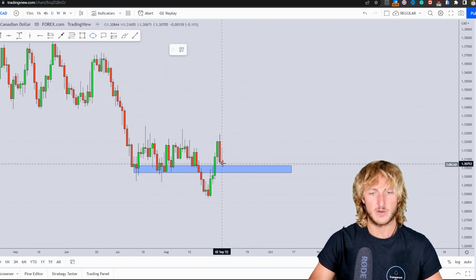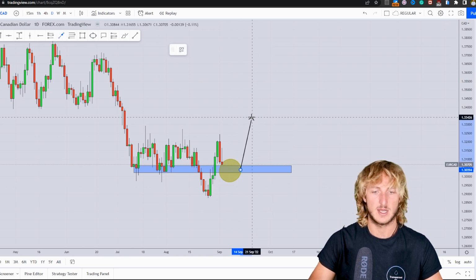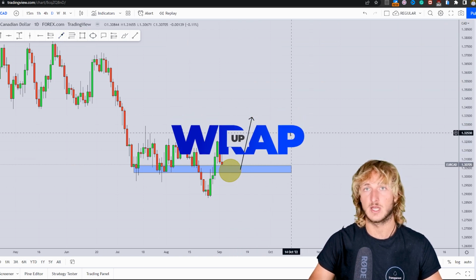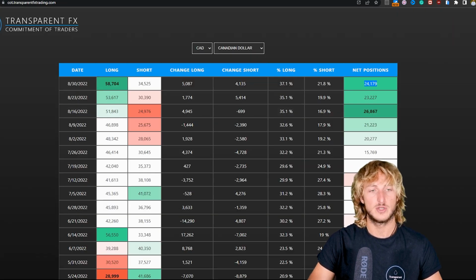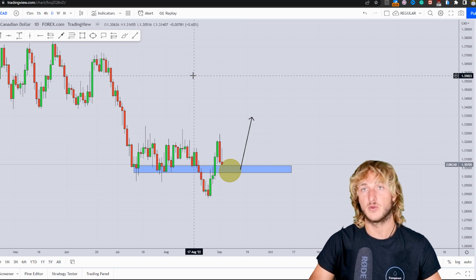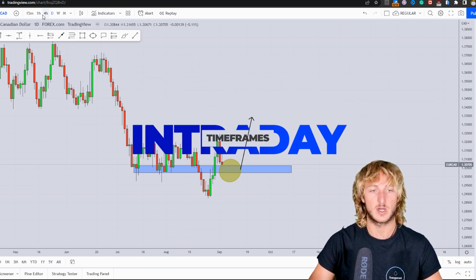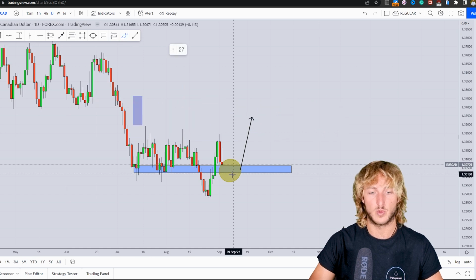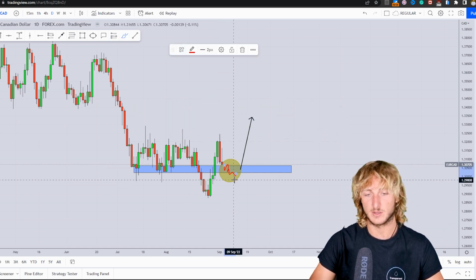So in terms of this area, how could we be approaching this potential rejection to the upside? Now, as usual, trading is reactive and not predictive. The monthly, weekly, and daily combined with the COT data, those are the best time frames when it comes to the directional aspect of the market. However, when it comes to confirmations and entries, the best time frames are the intraday time frames, so 4 hour and lower.